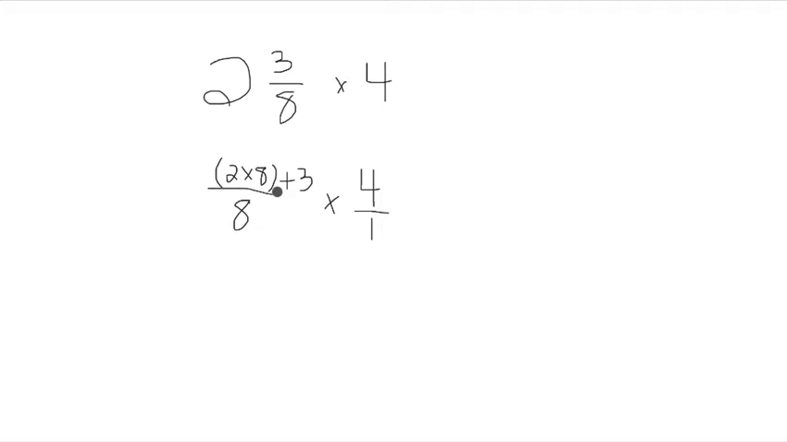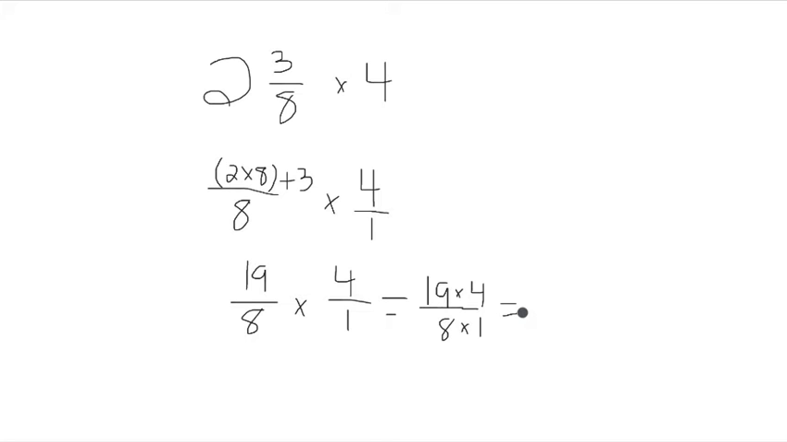So 2 times 8 is 16 plus 3, so that's 19 over 8 times 4 over 1. And then I multiply across. Multiply numerator times numerator, denominator times denominator. Just to give you a visual, that's going to be 19 times 4 over 8 times 1.